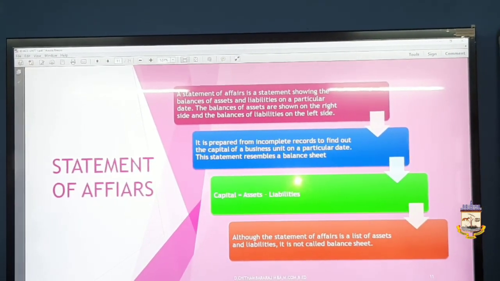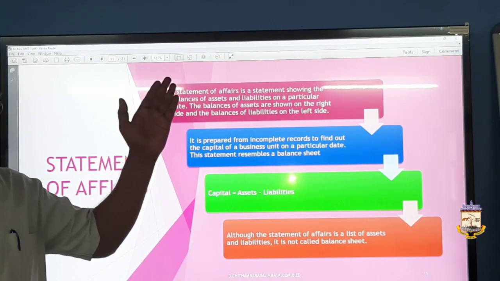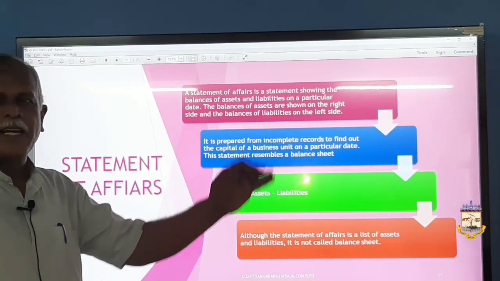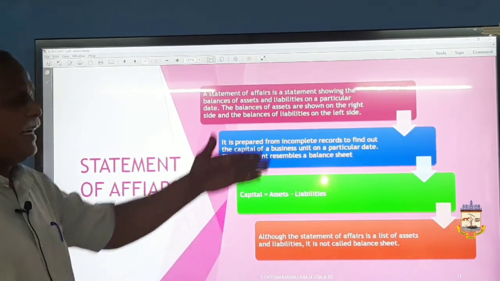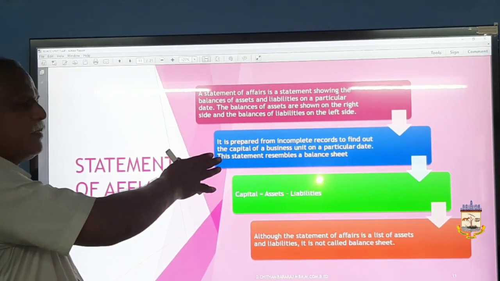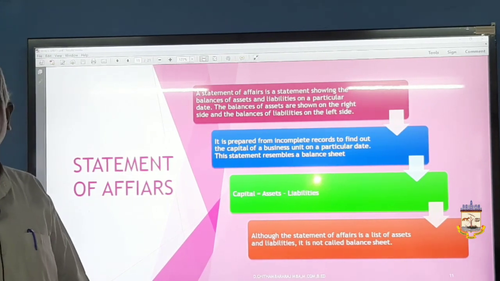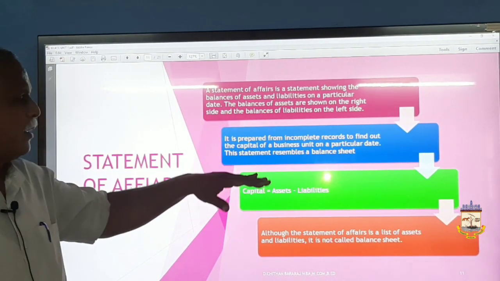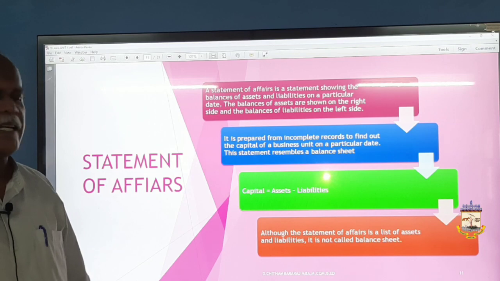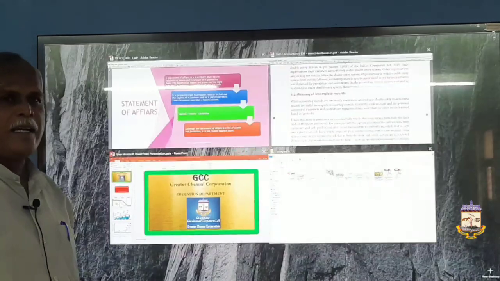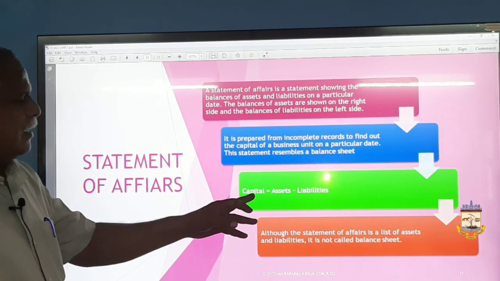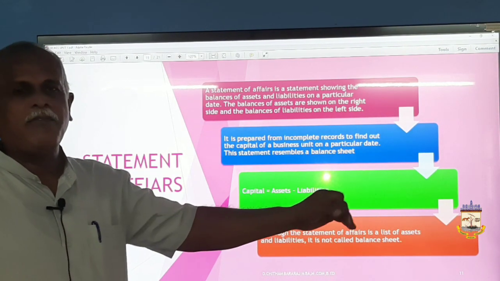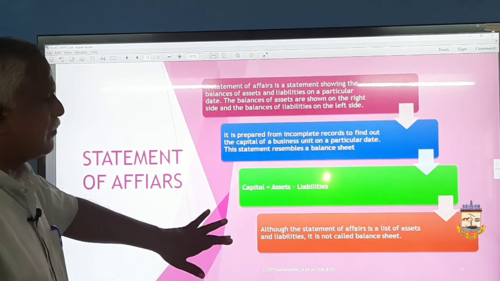the statement of affairs? What is a statement of affairs? It is a statement showing the assets and liabilities on a particular date. Like a balance sheet, the assets are shown on the right side and the liabilities on the left side, and it is balanced. For what purpose do we prepare it? It is to find out the capital of the business on a particular date. The very important point is the particular date. It resembles a balance sheet. The capital is nothing but assets minus liabilities. So it is also a statement of assets and liabilities, but it is not a balance sheet.